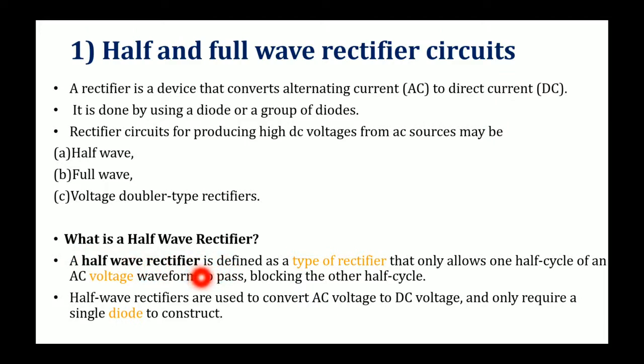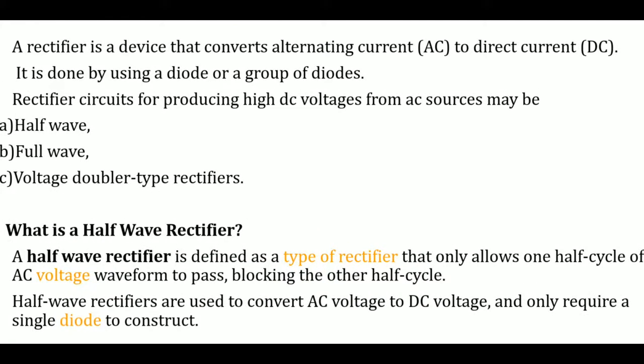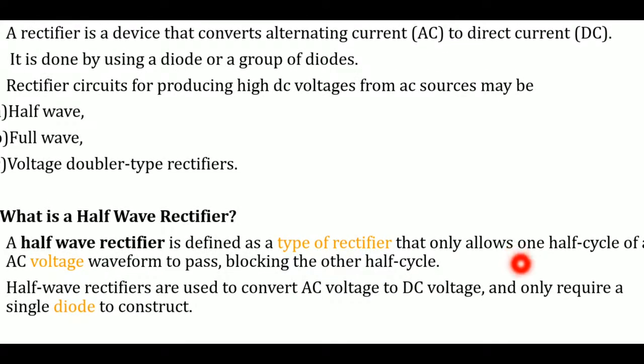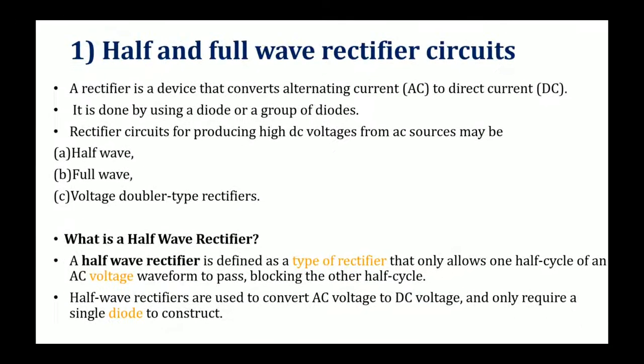These half wave rectifier circuits are used to convert AC voltage to DC voltage. How many diodes does the circuit usually require to construct? Only one diode. Keep it in mind. A half wave rectifier requires a single diode for its construction.